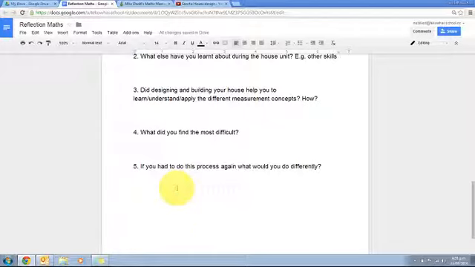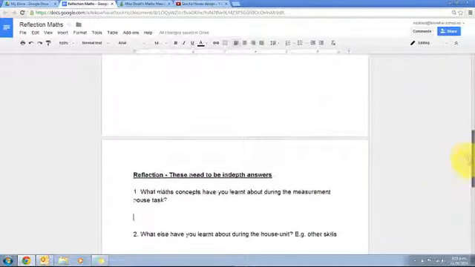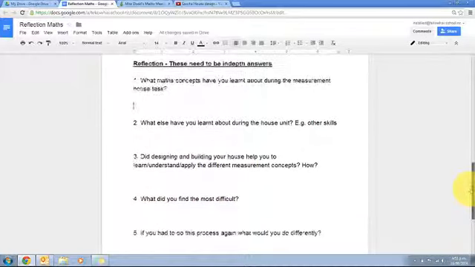What have you learnt about designing houses, or what have you learnt about the maths that if you had to do this whole thing again, what would you do differently to improve on? So that's what I want you to write about for the reflection.